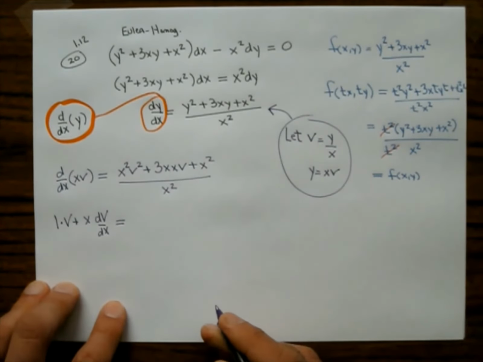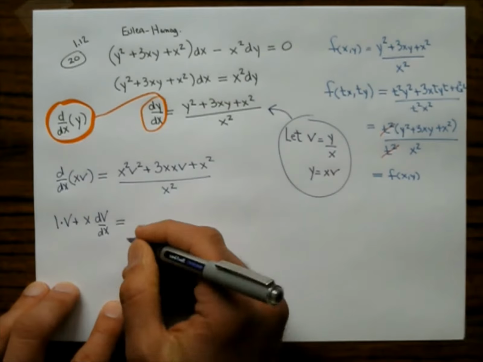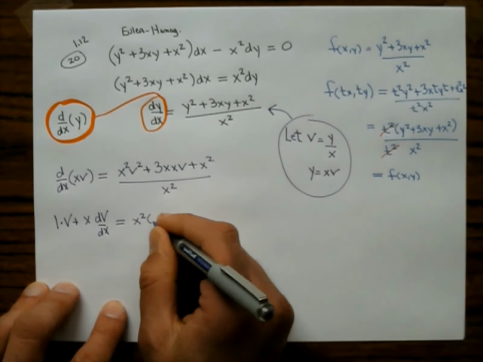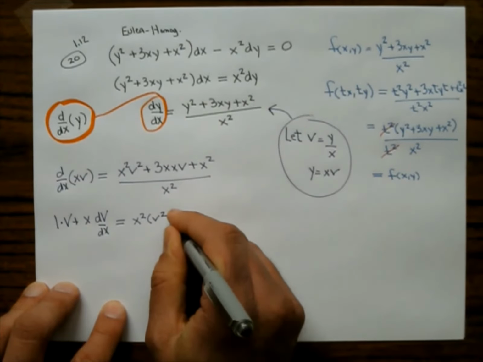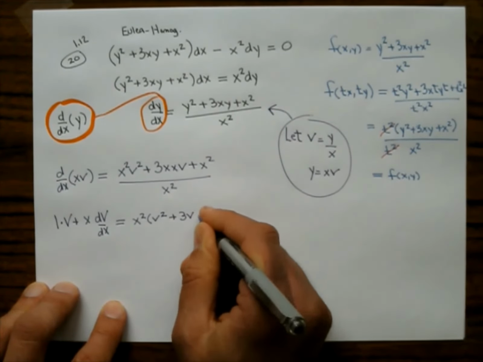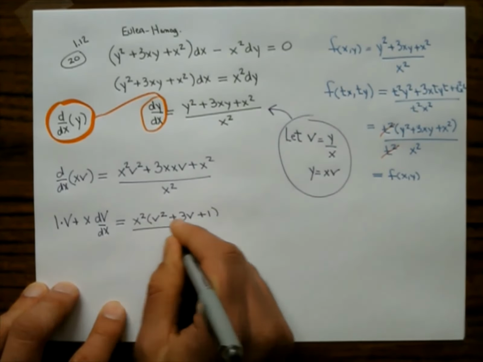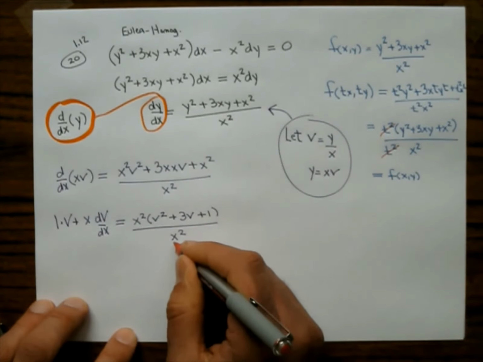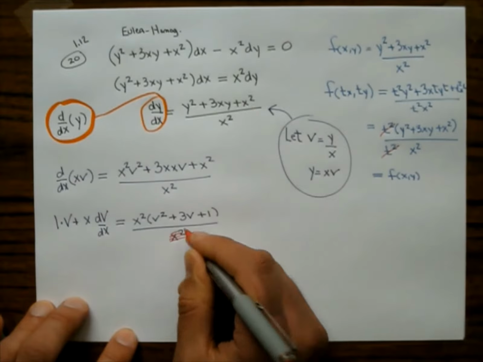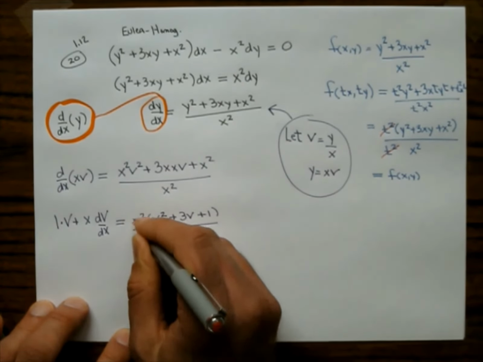Meanwhile, on the right-hand side, we can factor x squared out of the top. It kind of reminds you of what happened over there. We have v squared plus 3v plus 1, all over x squared, and my x squareds are out of there.